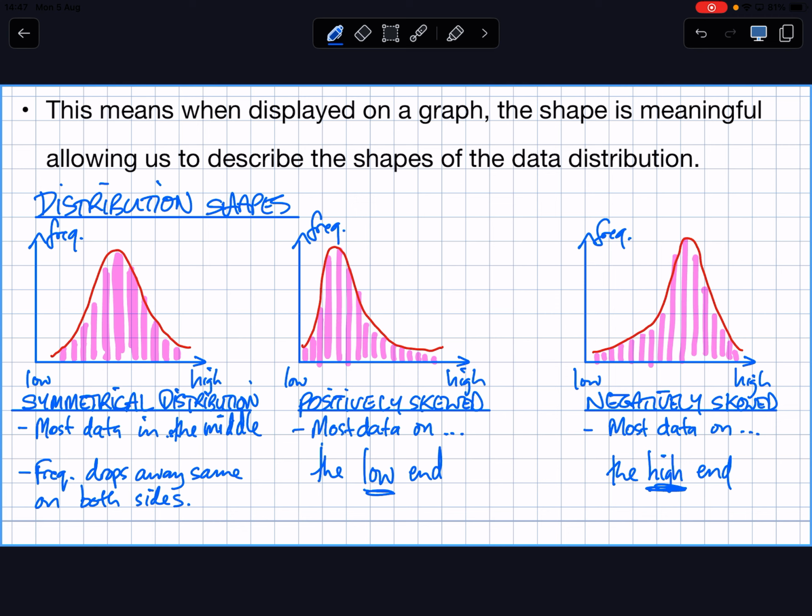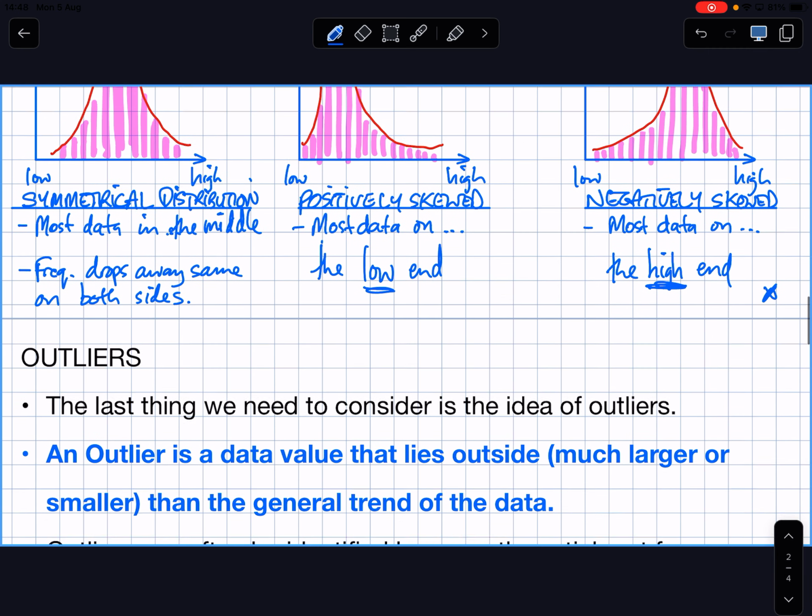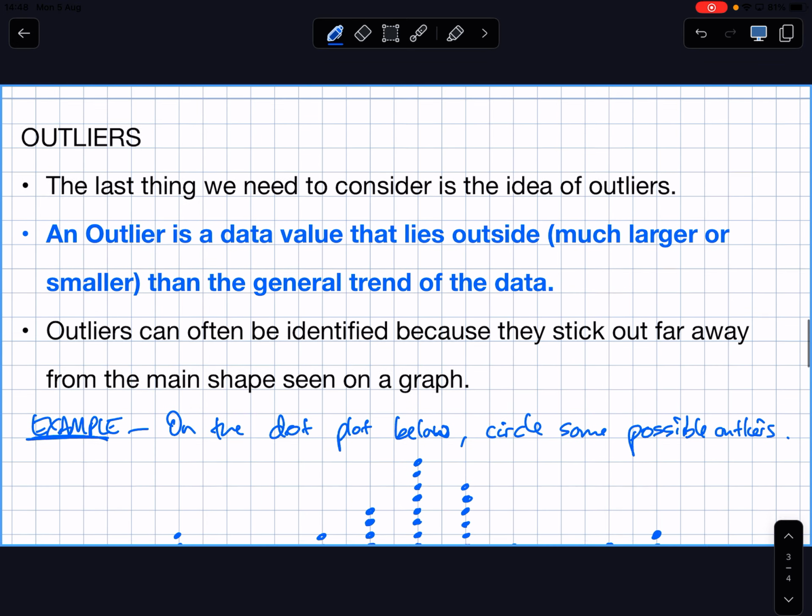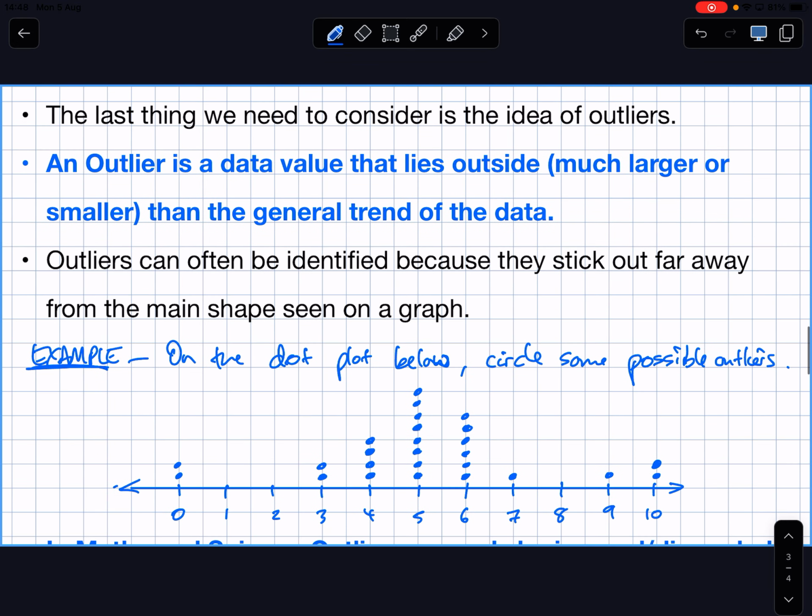All right, a couple of moments for those three ideas. Can I just check, have you heard of the term outliers before? Yep. Okay. There's a mathematical definition for that. So I just want to practice identifying outliers. The last thing we need to consider is the idea of outliers. An outlier is a data value that lies outside, either much larger or smaller than the general trend of the data.